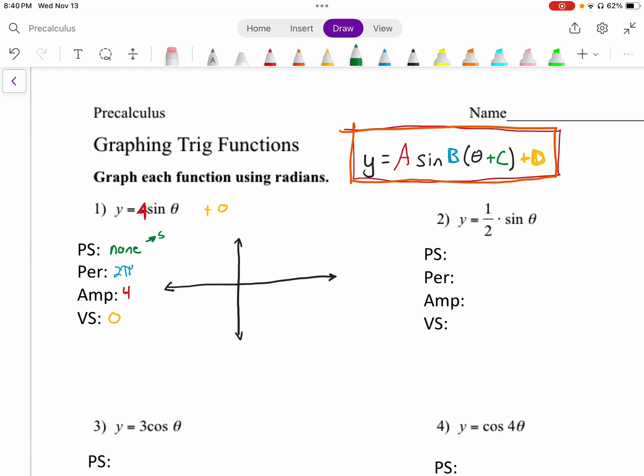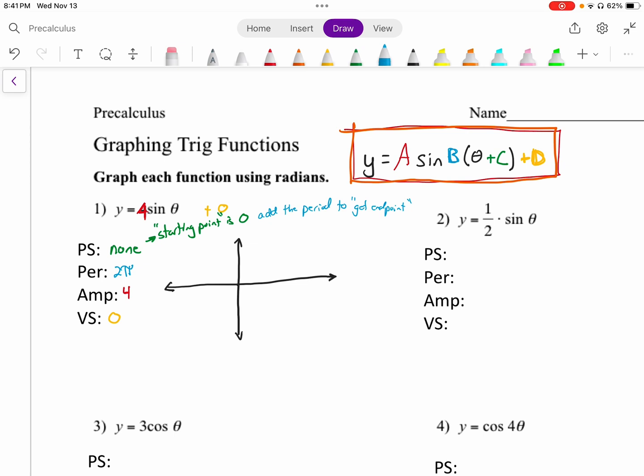Start writing some of the stuff in here. Starting point is 0 because it didn't shift left or right at all. We add the period to get the end point. And I'll put end point in quotes, and starting point in quotes, because these graphs go on forever. So there's not really a starting point or an ending point, but this is the starting point of the first cycle that we're referring to.